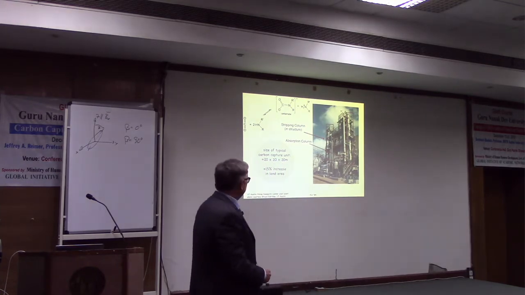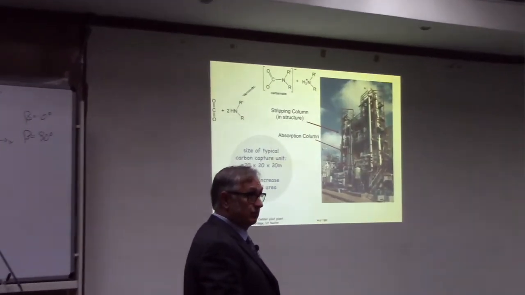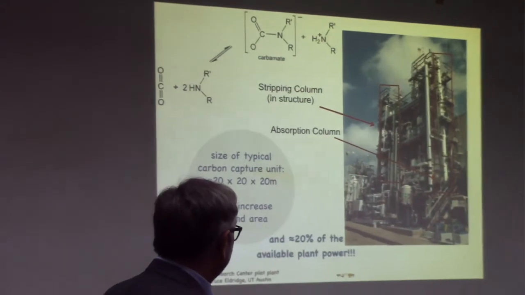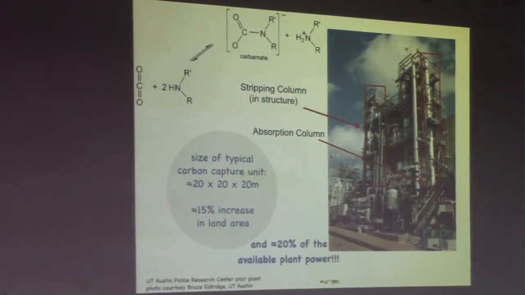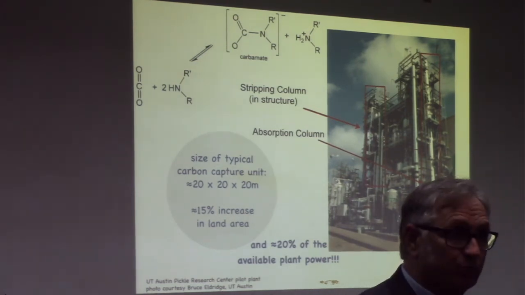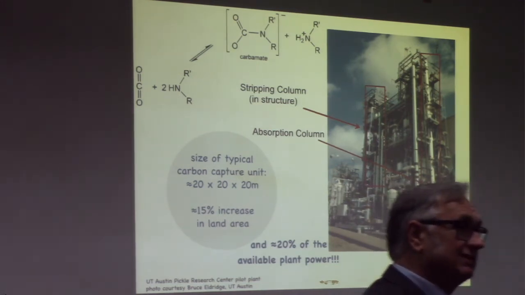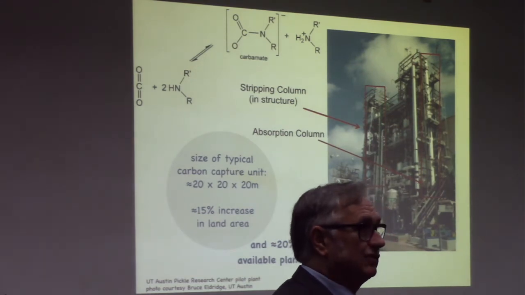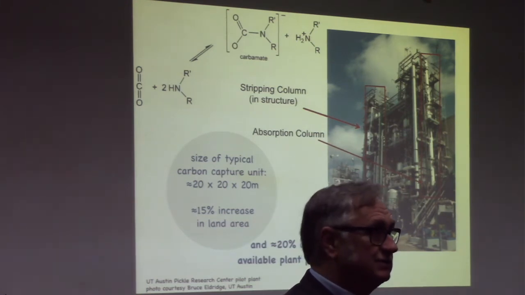On a coal-fired power plant, that represents a 15% increase in the use of land area in order to use the absorption column. But perhaps most alarming is that you need 20% of the available power from the plant in order to accomplish this. And the reason absorption is such a difficult process is because you have to heat these solvents to get the CO2 back off again so that you can transport it and put it underground. In a sense, absorption is a frustrating process because inevitably you wind up boiling solvents in order to get the CO2 off. And so you're taking steam from the power plant to do that.